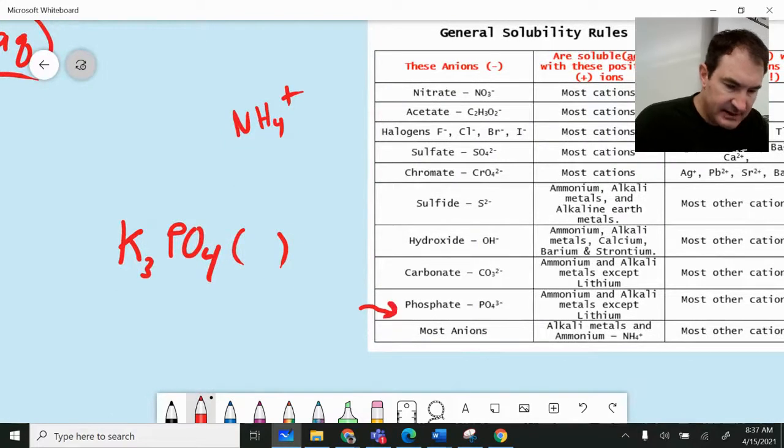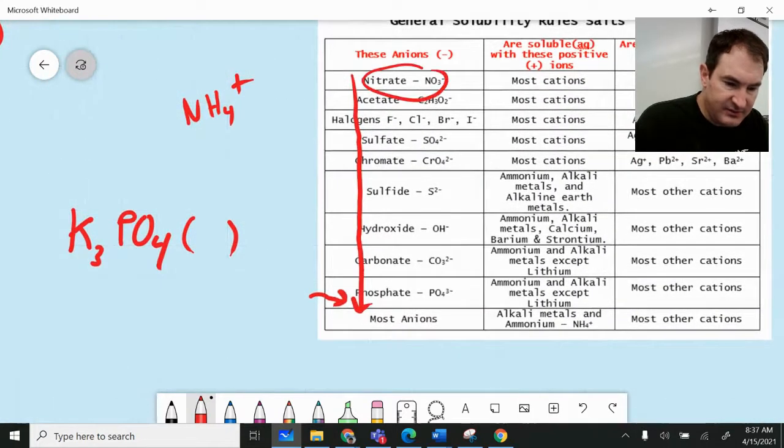Phosphate's down here. I don't know if you noticed, but as we go down, the things get less and less soluble. And so like nitrate is soluble with pretty much everything. Most of the halogens are soluble with pretty much everything except for a handful of those transition metals, okay? But as we go down, there's less and less that it's soluble with. And so it's set up that way for a reason. The things at the top are more soluble in general, and the things at the bottom are less soluble. So we've got phosphate here.